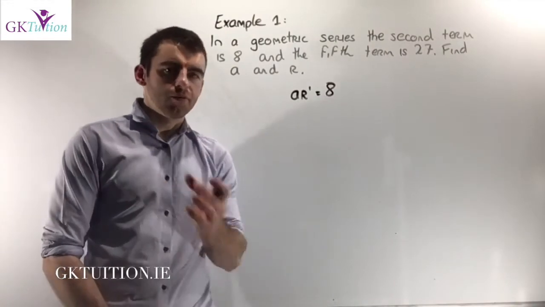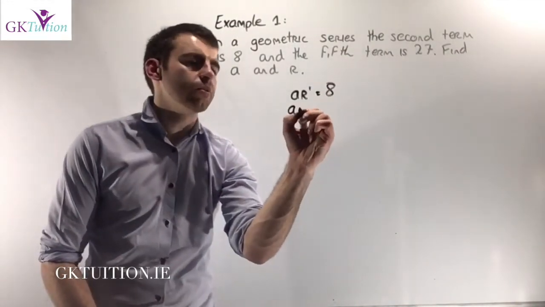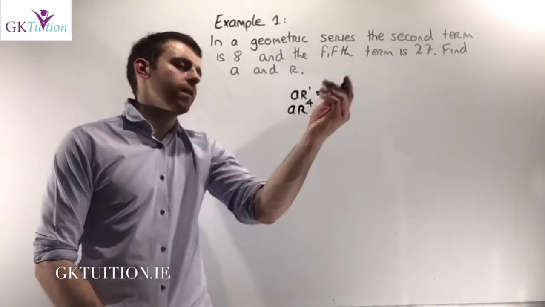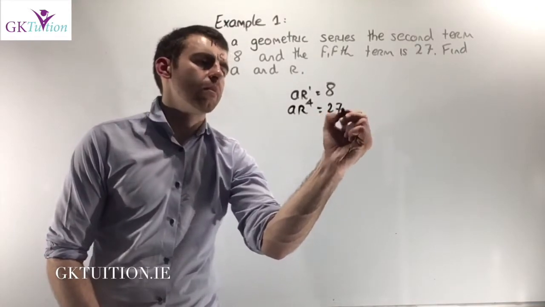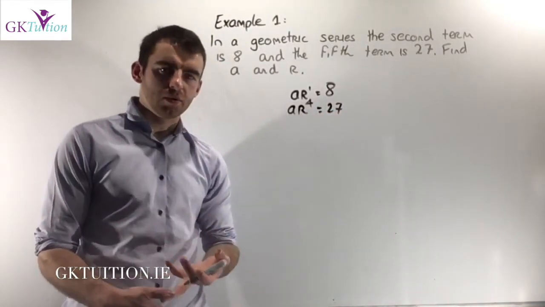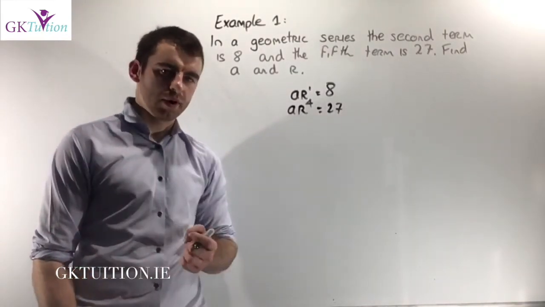Now I also know from the theory at the start of this video that the fifth term in any geometric sequence would be a r to the power of 4. And they told me here that the fifth term is actually 27. So at this stage, I want you to recognize that we've two equations and two unknowns, which means we should be able to work out the value of a and the value of r.